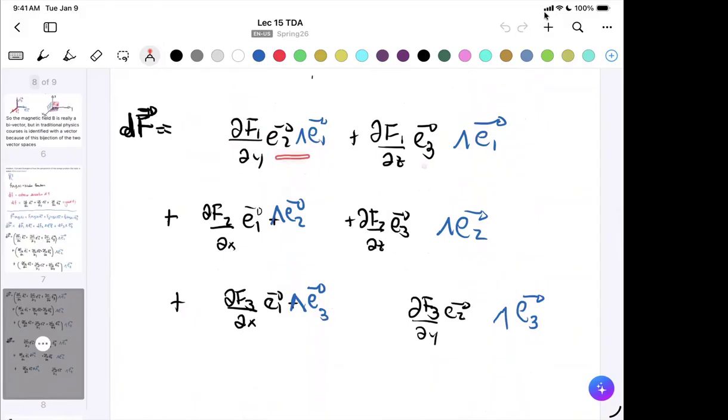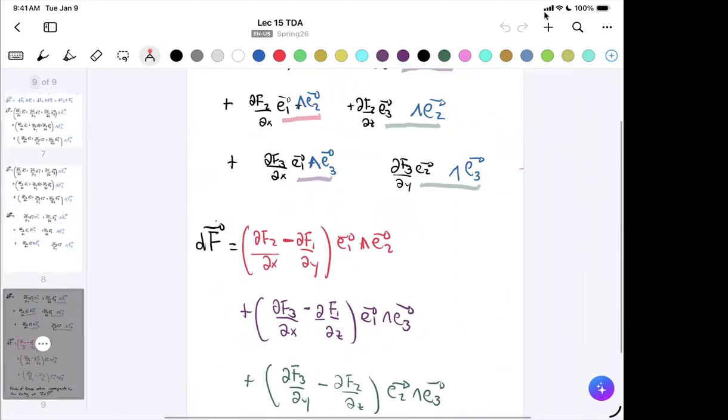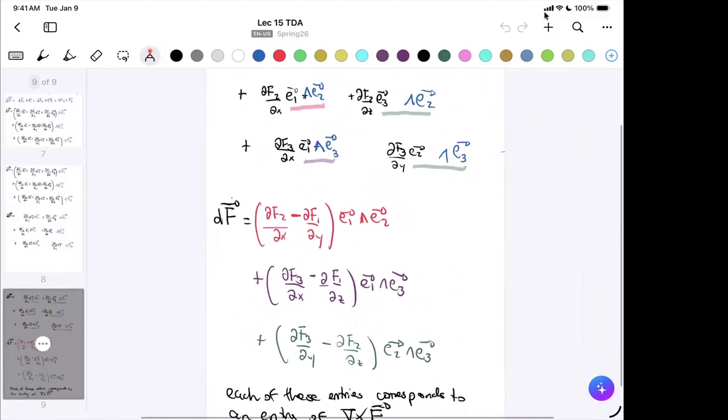E2 wedge E1, E3 wedge E1, and the other four possibilities. Okay, so of these six remaining ones, you can match them in pairs because, for example, E1 wedge E2 and E2 wedge E1 are basically the same thing except for a sign. They just differ by a sign. So you can factor this one together with a negative sign, and that is what I ended up doing towards the end of the final class.